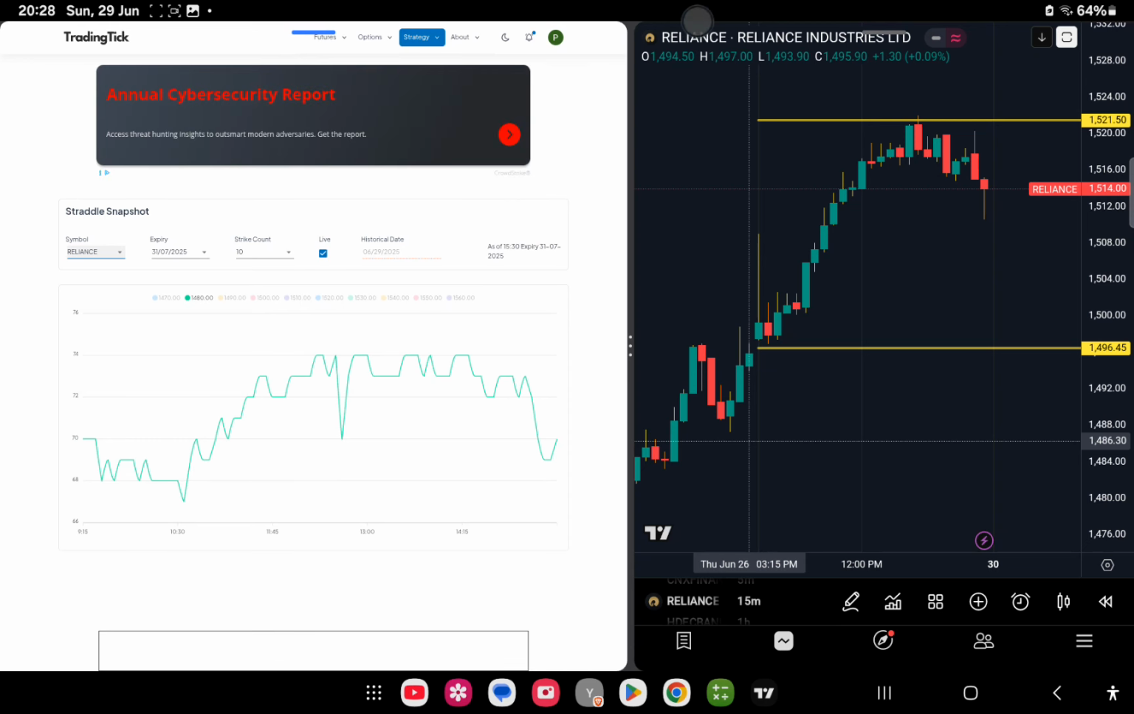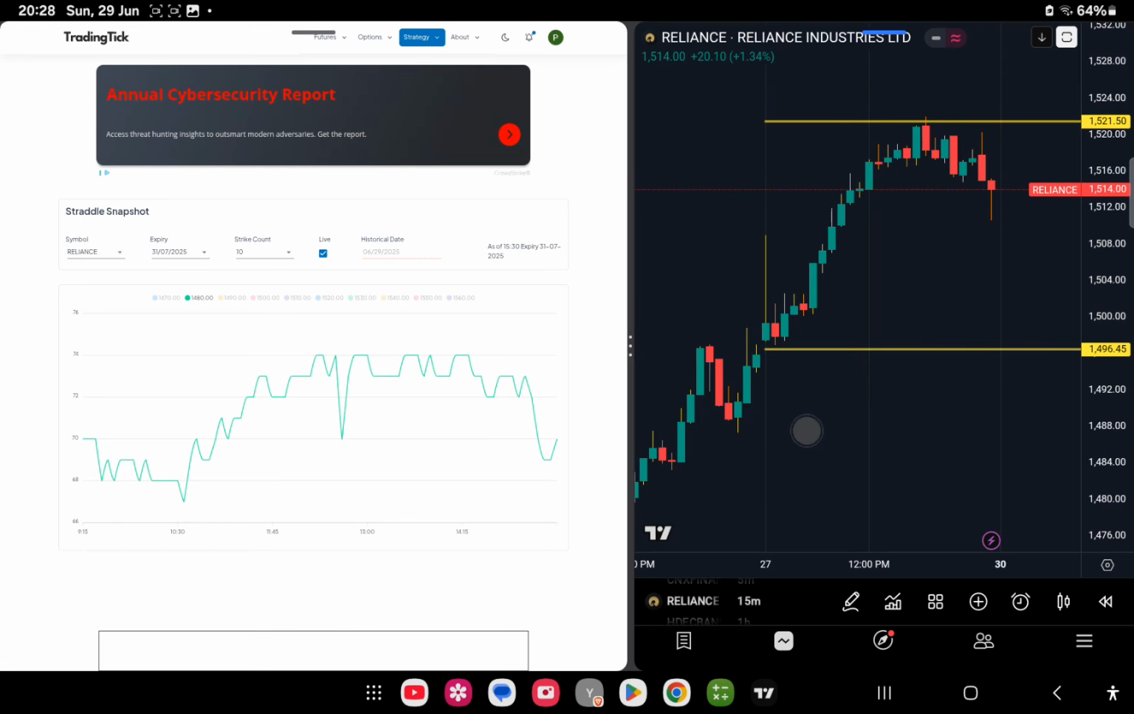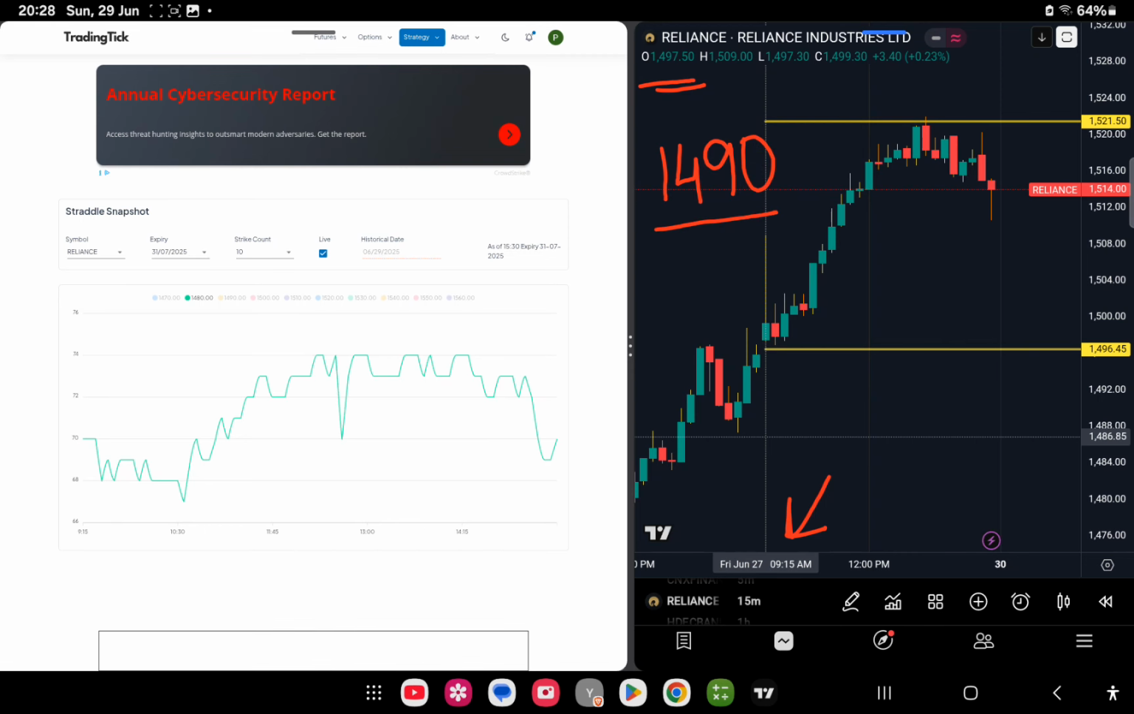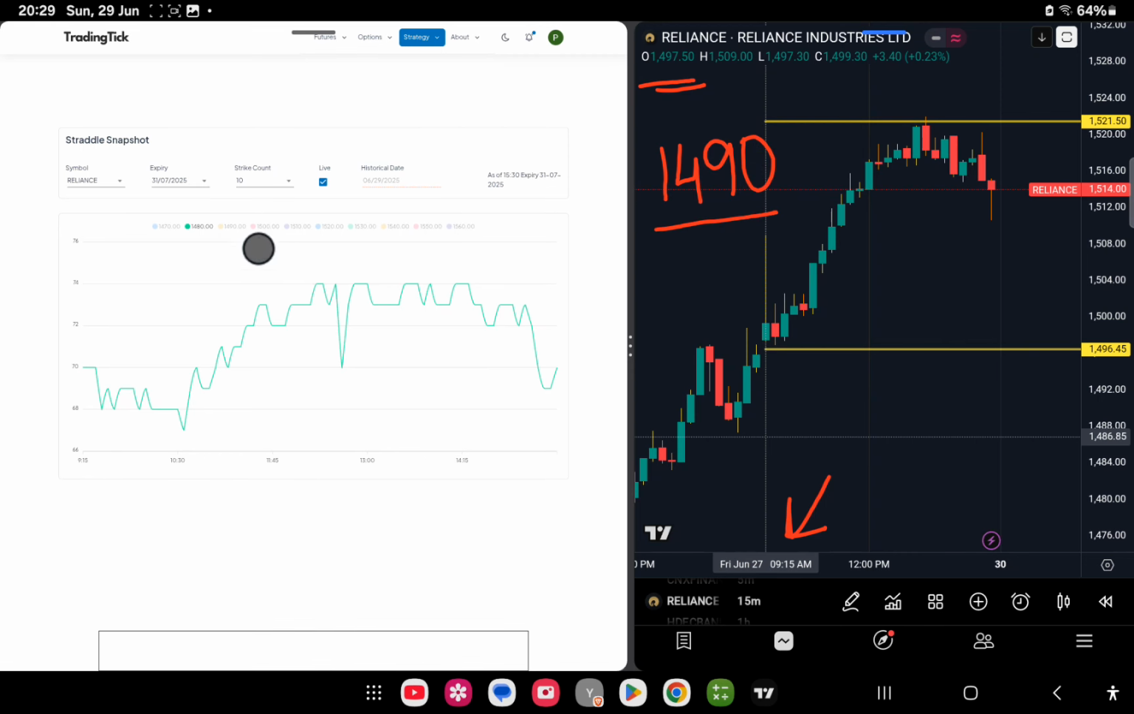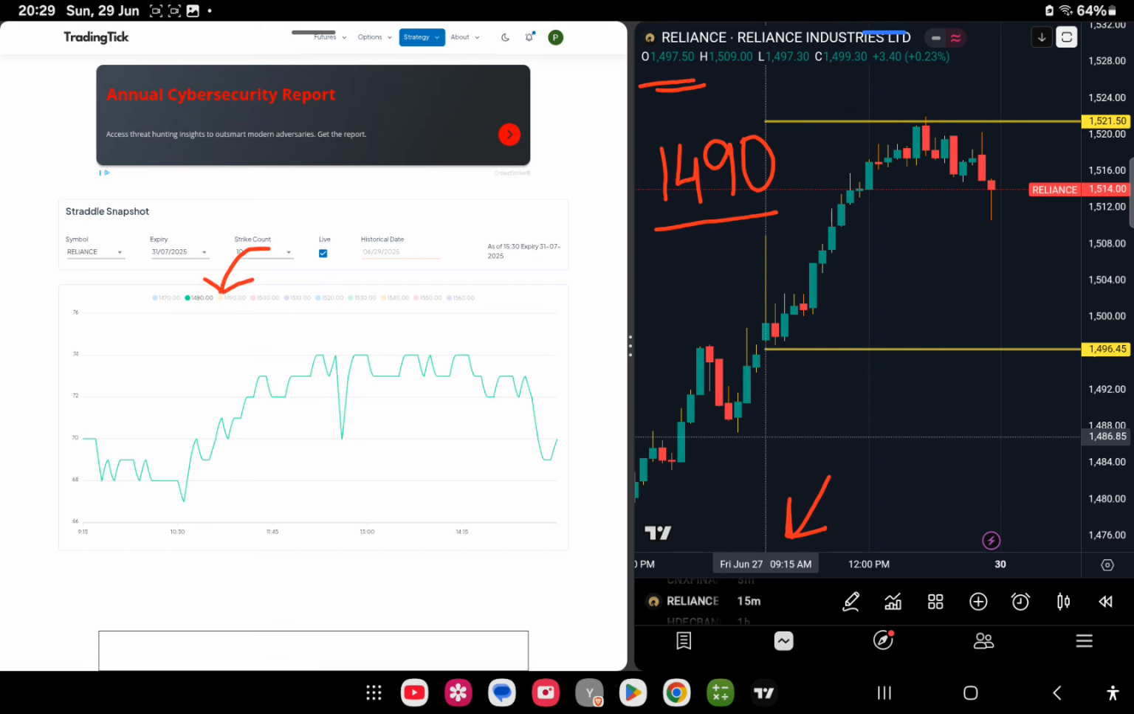Okay, so this is Reliance, and then you see this was the high and this is the low. Okay, now let's check the open. So when you point the cursor here on 27th, see here 9:15 June 27, the open will be flashed here: 1490. Even though 97, you have to only take the 10 counts. That's why I'm going to take 90 here. So here is the 90. 1490. So I'm going to select that one.